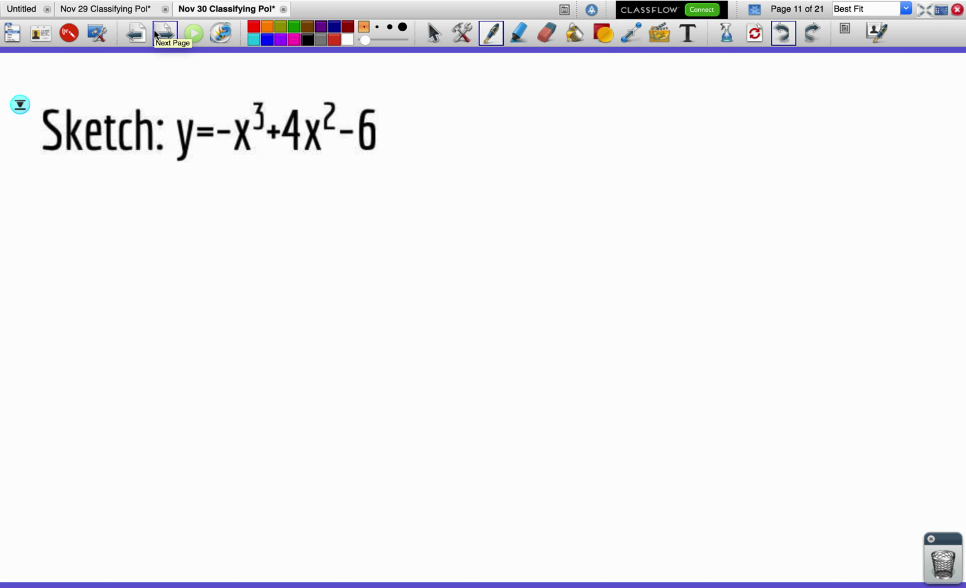All right, another one for us to try. Go ahead and write it down. This one we'll say is an odd negative, y-intercept of negative 6, and it can turn twice. Biggest exponent is a 3, but you always subtract 1, so we can have 2 turns.